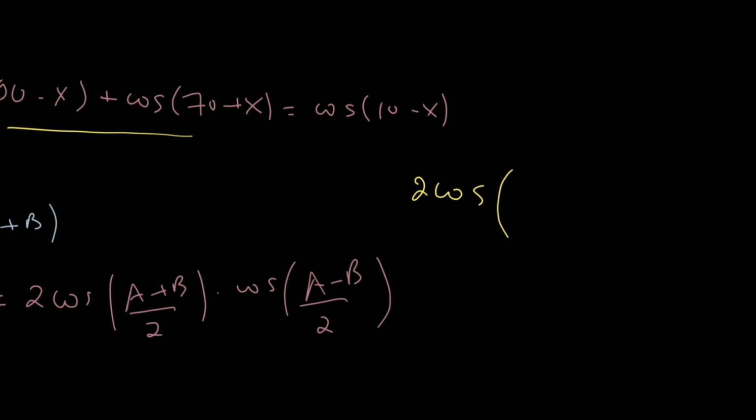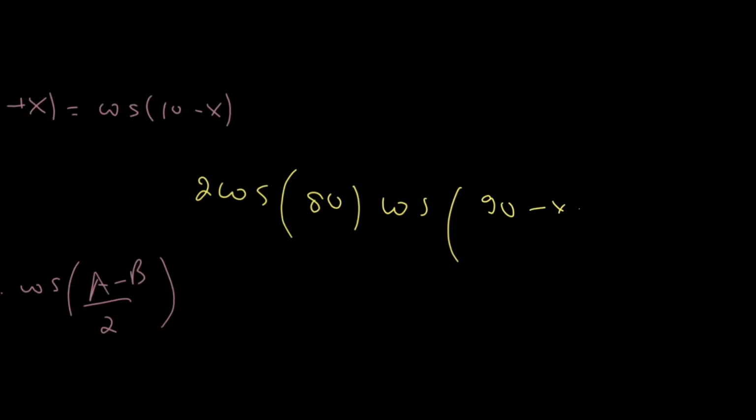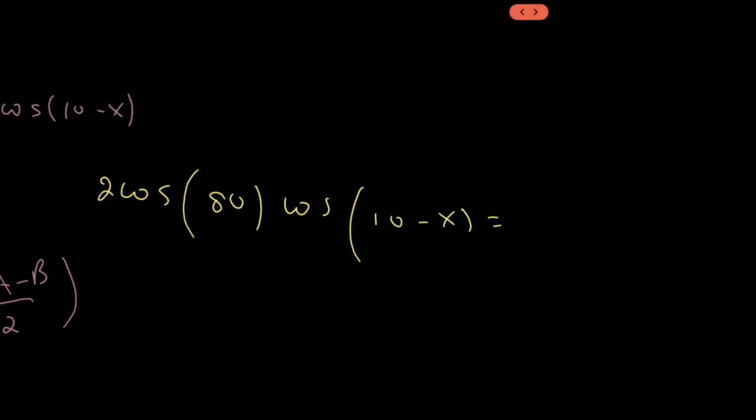So 160 degrees upon 2 is 80 degrees, multiplied with cos of, no subtraction, therefore 90 minus x minus 70 minus x, divided by 2. Now this will finally turn out to be 20 minus 2x upon 2, that is ultimately 10 minus x, and this is equal to cos of 10 minus x. Okay, now we can see that cos of 10 minus x is present on both sides.